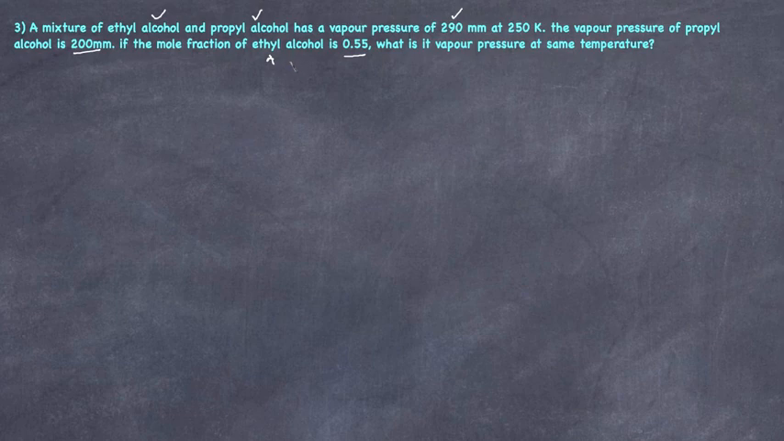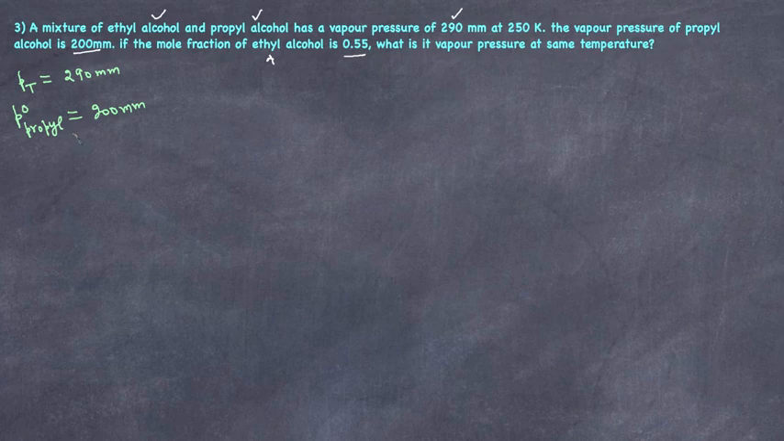So let's write down what they have given us. So mixture of ethyl and propyl and vapor pressure is 290. That means total pressure is 290 mm. Then they said the vapor pressure of propyl alcohol, so vapor pressure P naught propyl, because that's the vapor pressure of pure propyl alcohol, 200 mm. Because they didn't say partial vapor pressure, they just said vapor pressure. That means that is a vapor pressure of pure propyl.